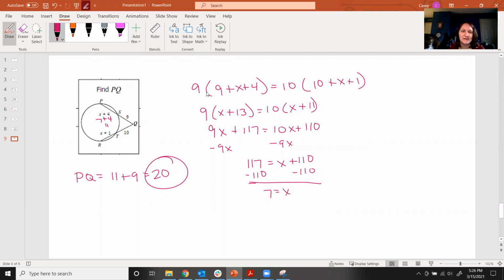First, make sure you set it up correctly. The piece on the outside here is 9. The length of the whole thing will be the sum of these two pieces. So 9 plus x plus 4. Here, the piece on the outside is 10. The sum of the whole piece will be 10 plus x plus 1. I combined my like terms. 9 plus 4 is 13, and 10 plus 1 is 11.